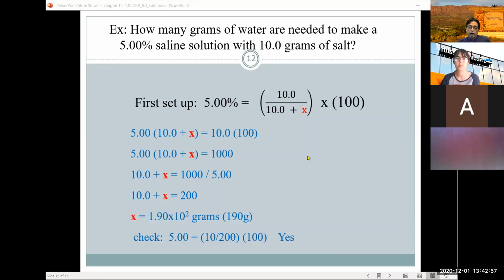Okay. I moved it over to scientific notation. Why is it presented in scientific notation and not as 190 grams? And that has to do with significant figures, right? That's correct, because you have 3 sig figs here that you need your answer to be in. And so 190 only represents 2 sig figs.